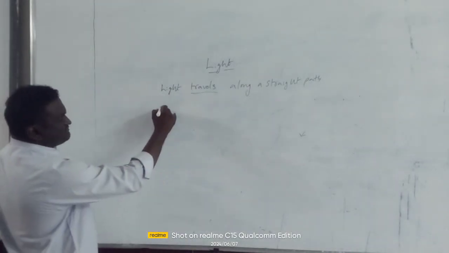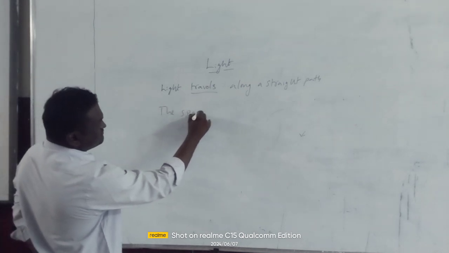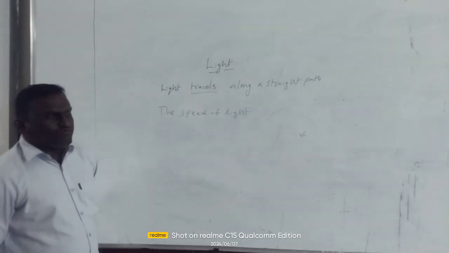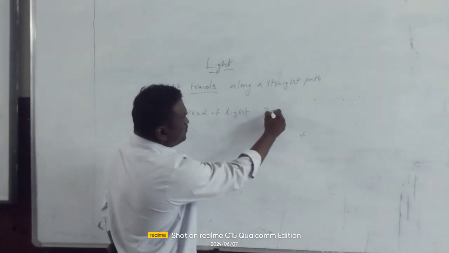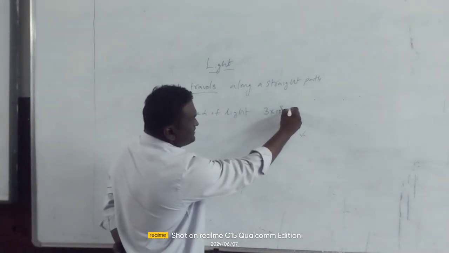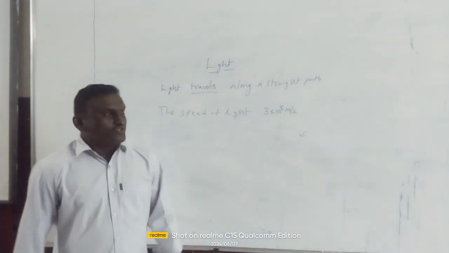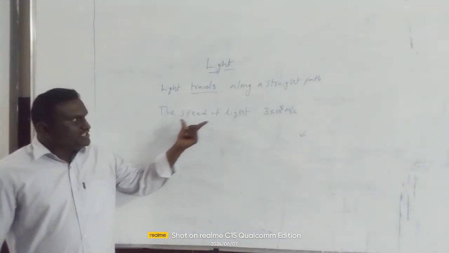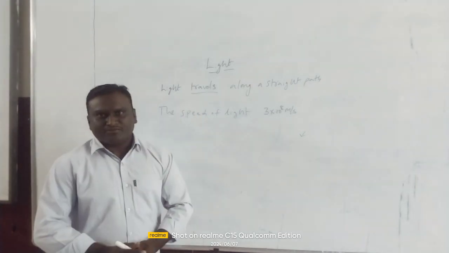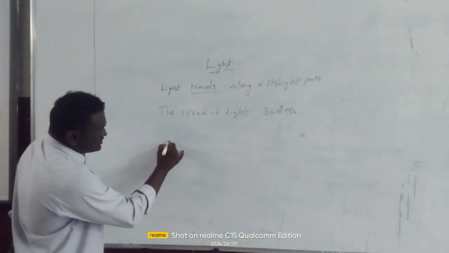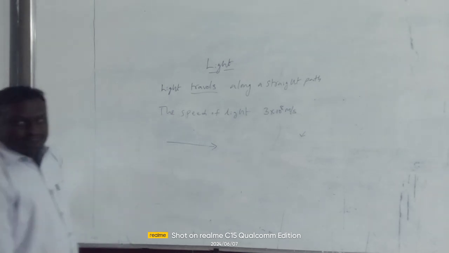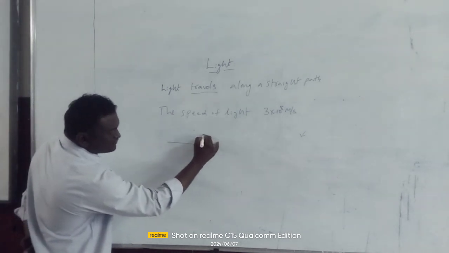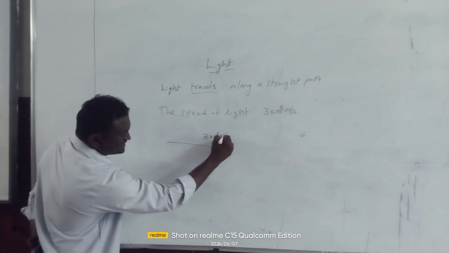Next one: the speed of light. The speed of light is 3 into 10 power of 8 meters per second. For example, when a ray is passing, the speed is 3 into 10 power of 8 meters per second.